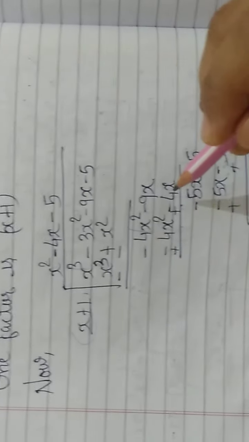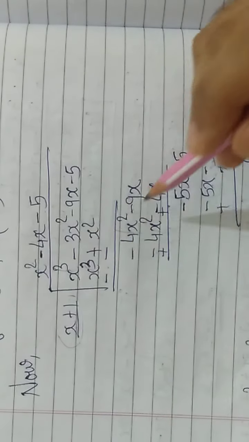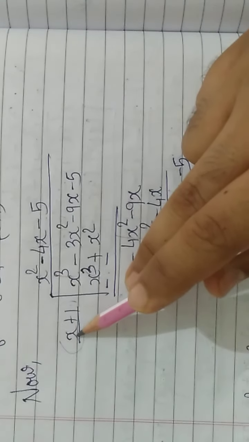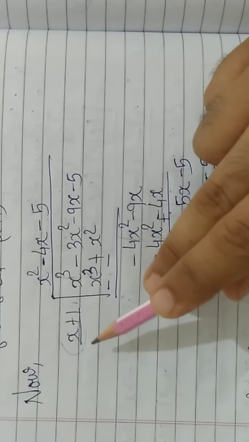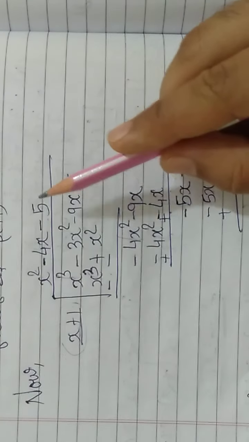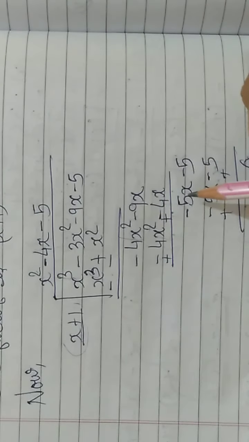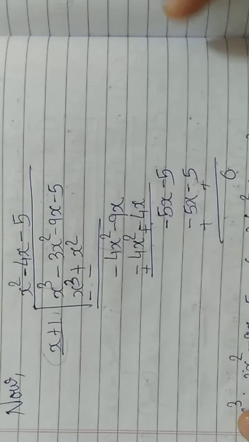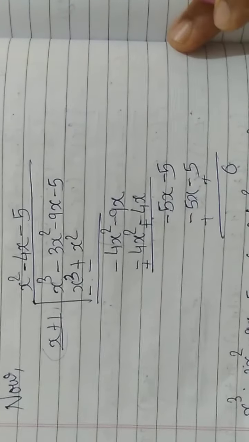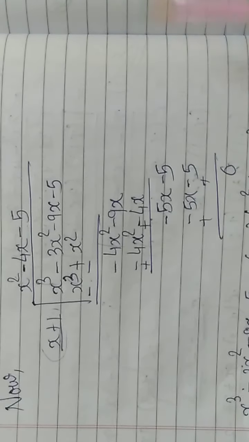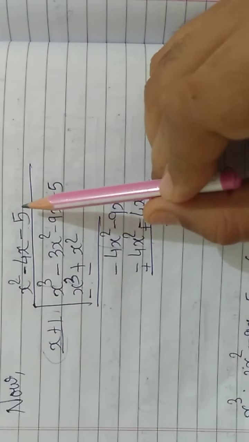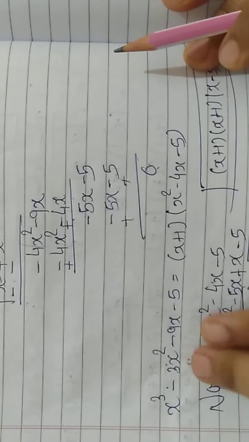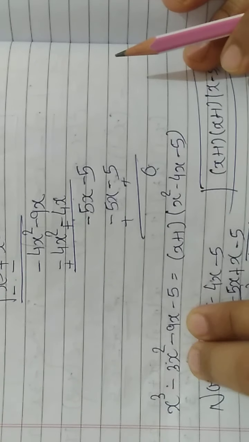To cancel this, x is there and we want minus 5x, so multiply by minus 5: minus 5 multiplied by x is minus 5x, and minus 5 multiplied by 1 is minus 5. Okay, both are the same, so the answer will be 0. So x square minus 4x minus 5 is another factor of the given polynomial, but it is not in simple form. We have to factorize this also. So this is the polynomial that is given in the question.